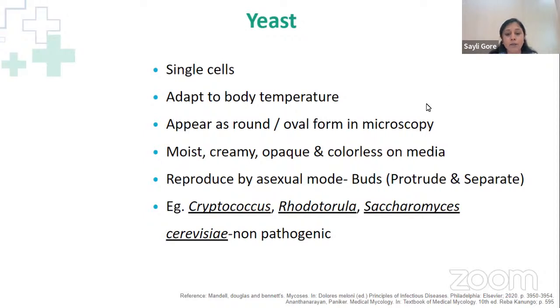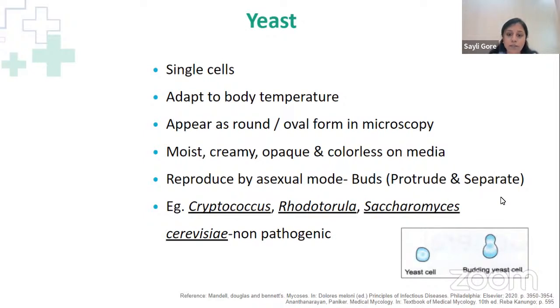They appear as round and oval forms in microscopy, and their colonies are very moist, creamy, and white, opaque or colorless on media. They reproduce only by asexual mode, and they produce buds, which protrude like this and separate from the parent cell. So these are the budding yeast cells. Examples are Cryptococcus, Saccharomyces, or Rhodotorula. They are the actual yeasts which have budding yeast cells.